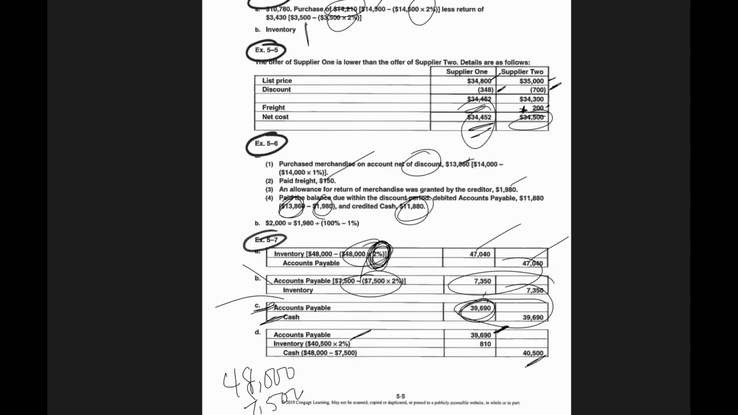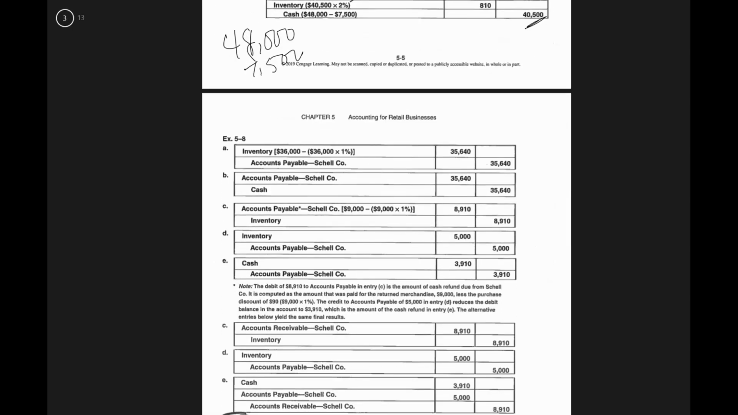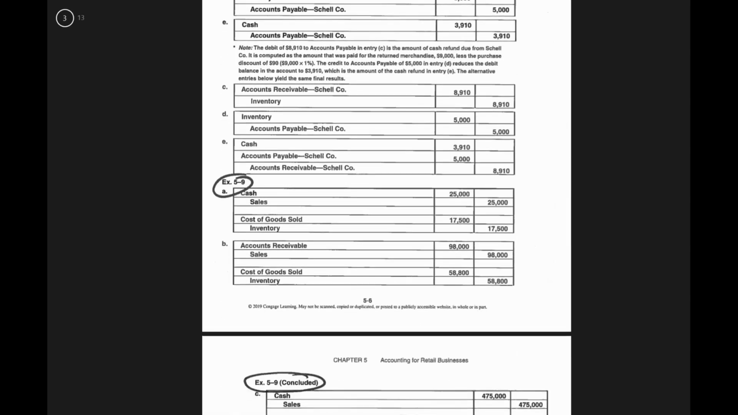Okay, moving on to number 9. It reads here, sales-related transactions, including the use of credit cards. Not too much new here. Letter A, sold merchandise for cash, $25,000, cost $17,500. Like we've always said, whenever you do a sale of inventory, there's always two transactions. Debit cash, credit sales, debit cost of goods sold, credit inventory. Nothing new. Letter B, sold merchandise on account, $98,000, cost of goods sold, $58,800.